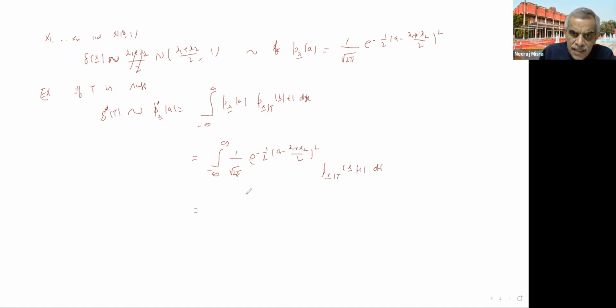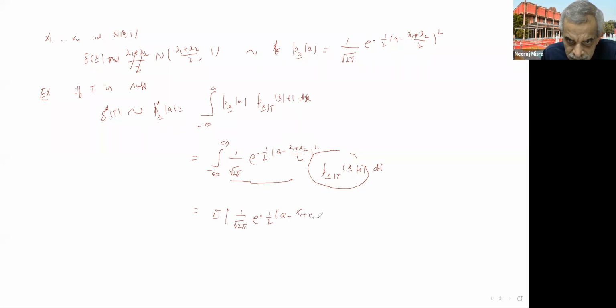So what is this? You are taking it. So this is a density and this is a function. So you are taking an expectation also of this with respect to the conditional distribution of X given T. This was anyway X. So what you do is this is the same as the expected value of 1 by root 2 pi e to the power minus half. A remains as it is because the expectation is taken only with respect to the conditional distribution of x1, x2 given T.